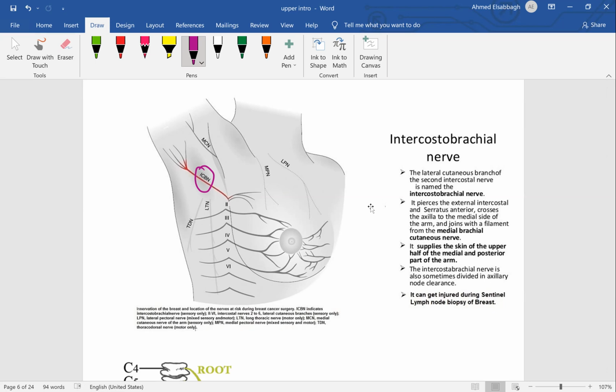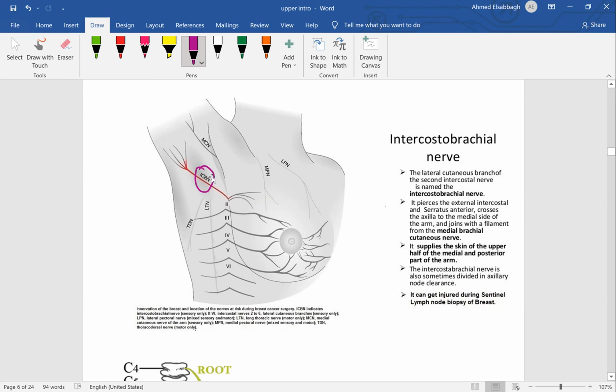It extends from the second intercostal space to the base of the axilla. Okay. So what is the nerve supply of the axilla? Sensory nerve supply of the axilla. It is the intercostobrachial nerve. This is very important. Nerve supply of the axilla is the intercostobrachial nerve.